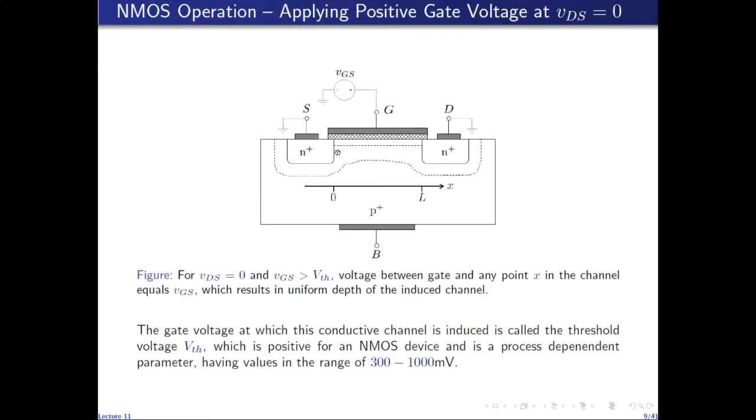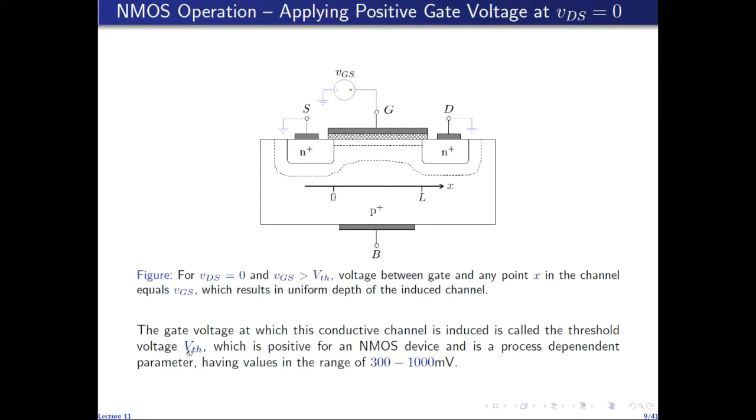The gate voltage required to build this conductive channel, the voltage at which a conductive n-type channel is induced right under the silicon dioxide layer, that gate to source voltage value is called the threshold voltage, represented here by V subscript TH. So as VGS exceeds V threshold, a sufficient number of electrons are accumulated in this region to convert it into a conductive n-type channel.